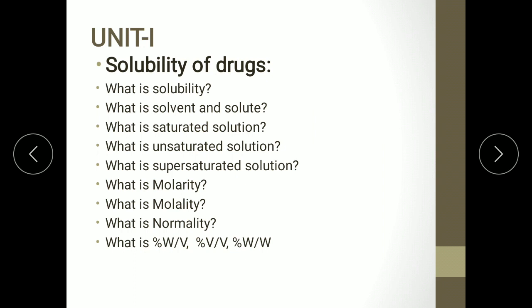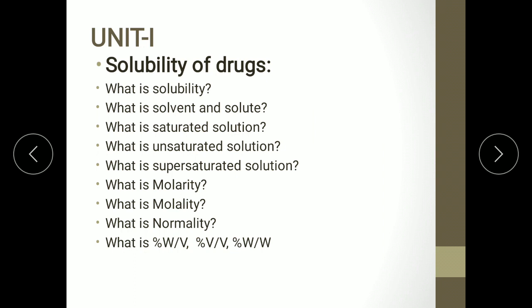Now you pause the video. I think all these things you studied earlier somewhere, because these are some basic terms. You pause the video, you try to get those terms. Okay, then we will see what is solubility.